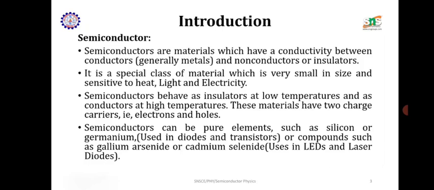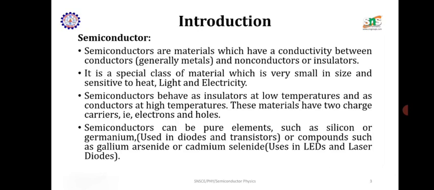We know the examples: for conductors, any metals; for insulators, plastics, wood and so on; and a semiconducting material is a special case. Semiconductors are materials which have a conductivity between conductors and non-conductors or insulators. It is a special class of material which is very small in size and sensitive to heat, light and electricity, and it behaves as an insulator at low temperatures and as a conductor at high temperatures.